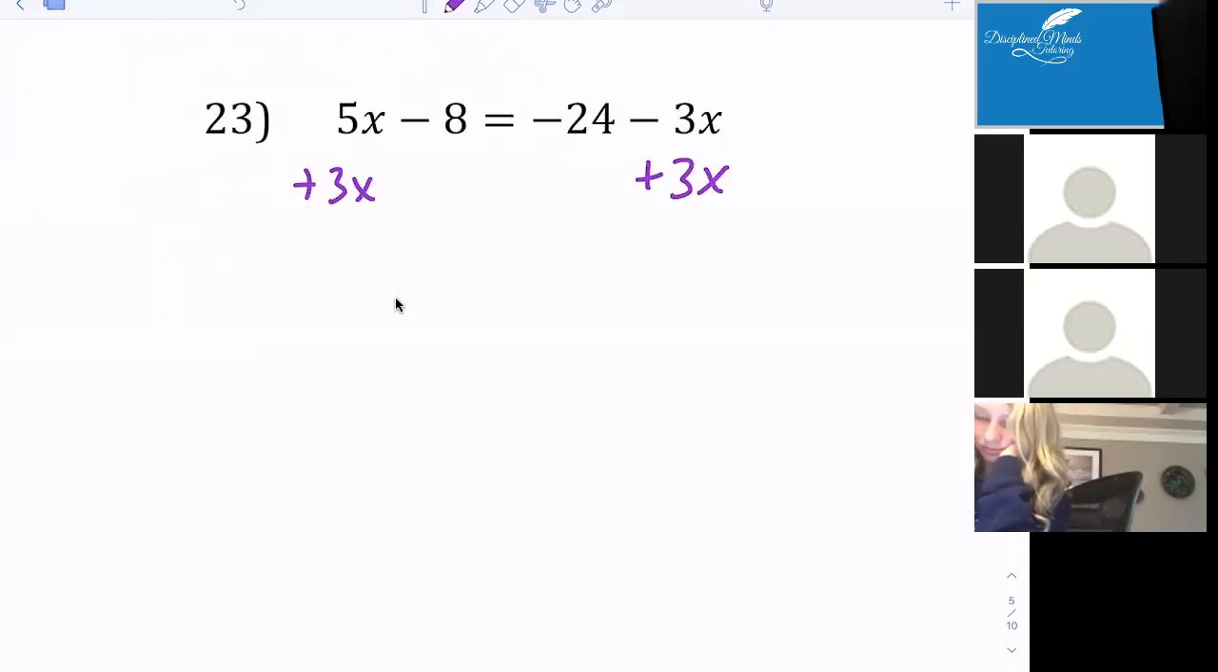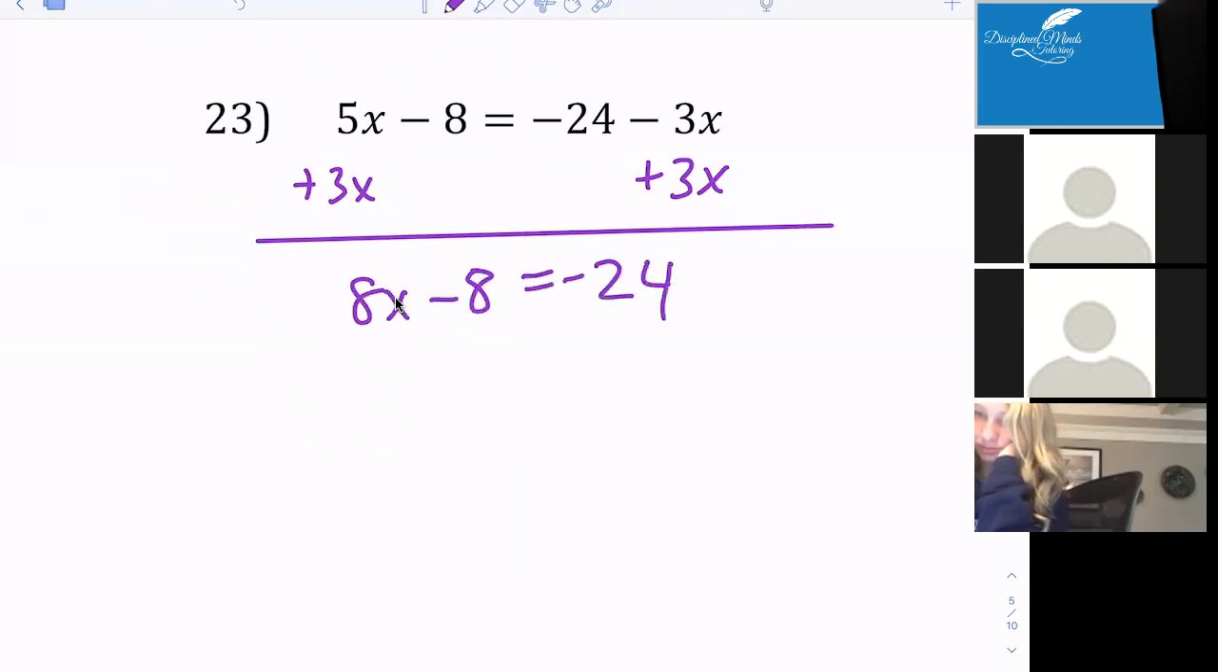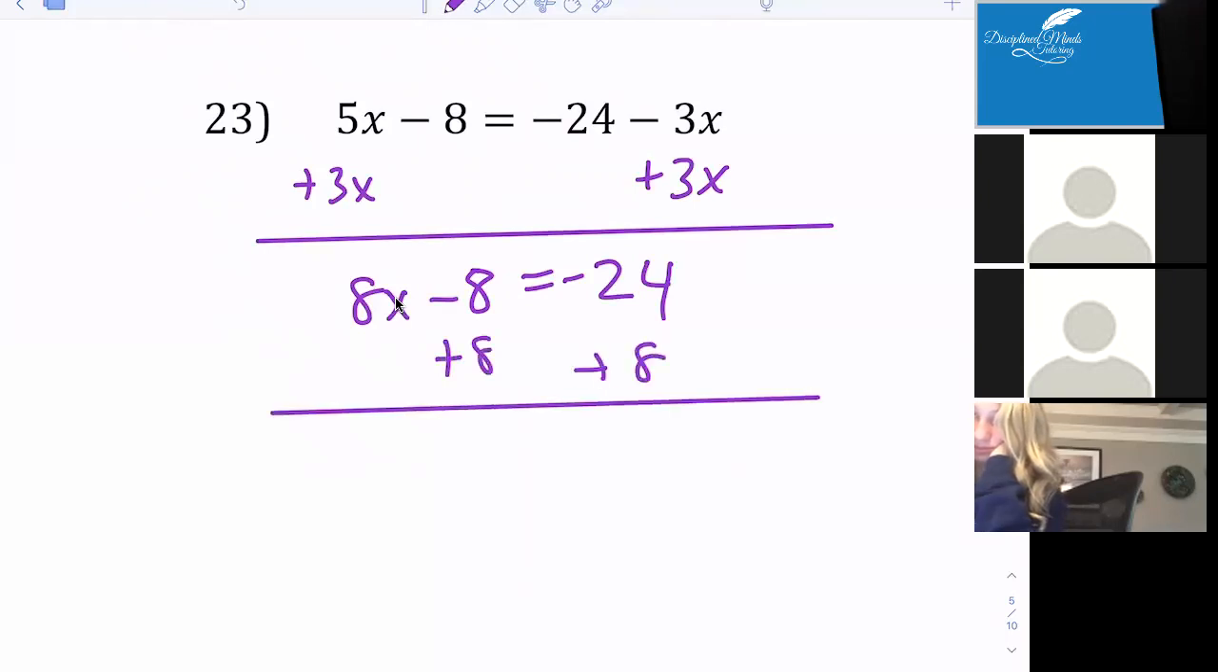It's 8x. Okay, I'm with you on that. Then what? Good job. She just breaks it down into steps. That's good too. So 8x equals what?